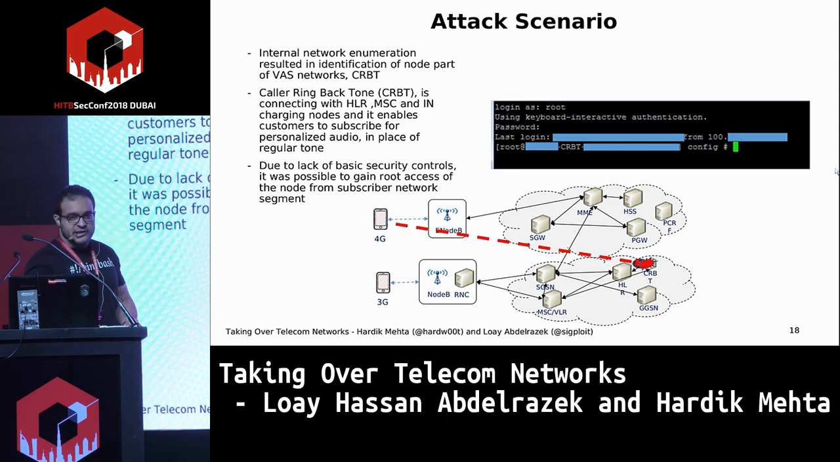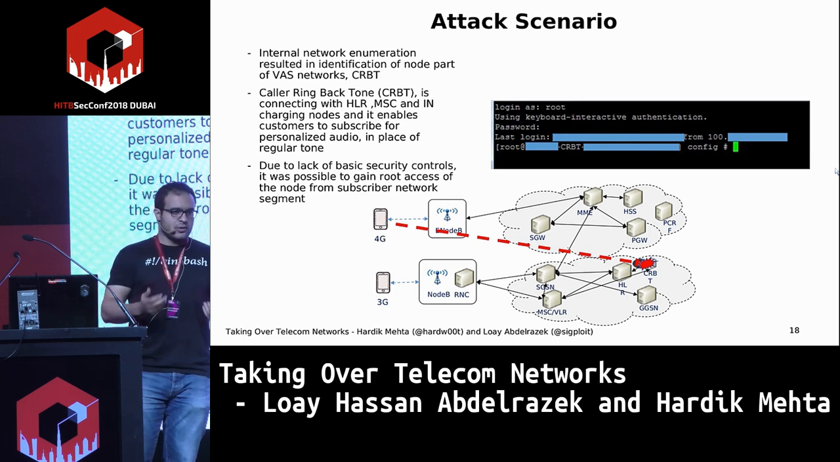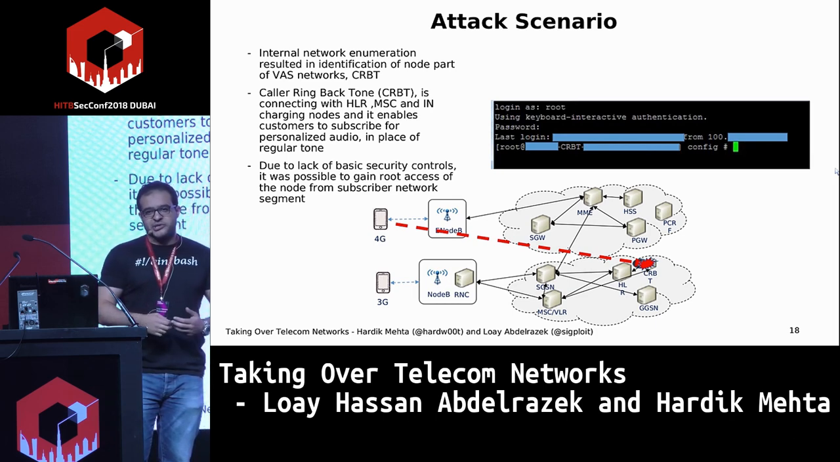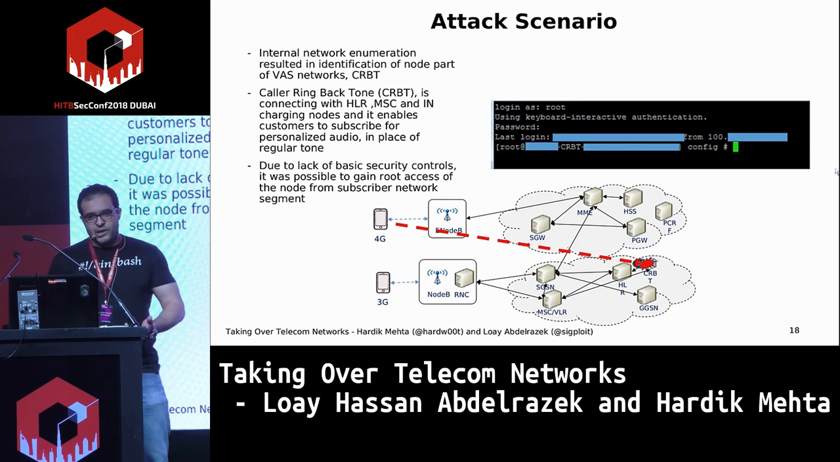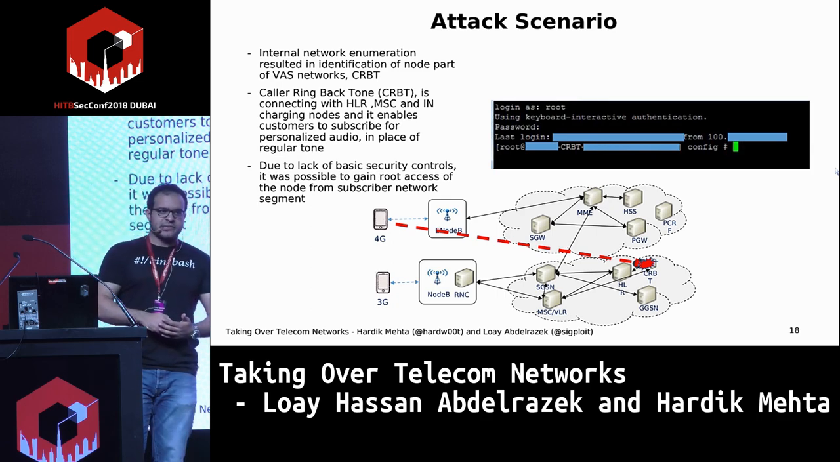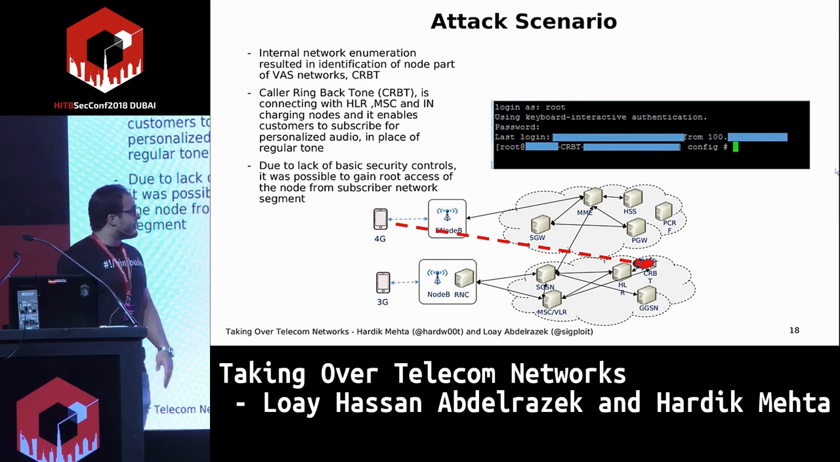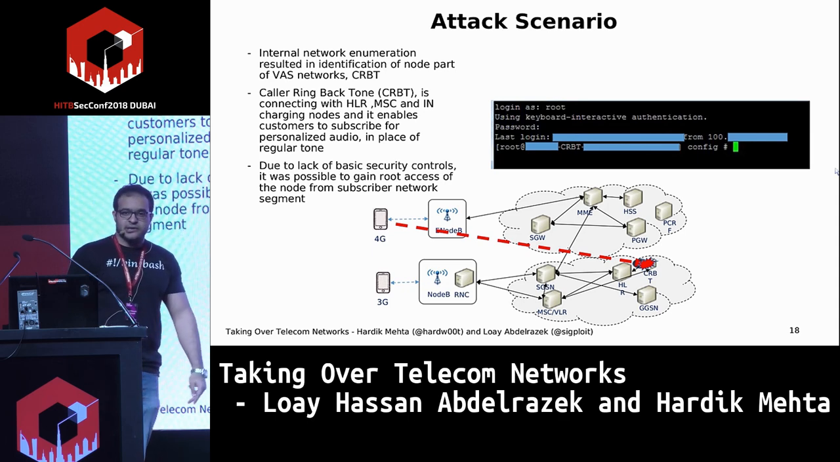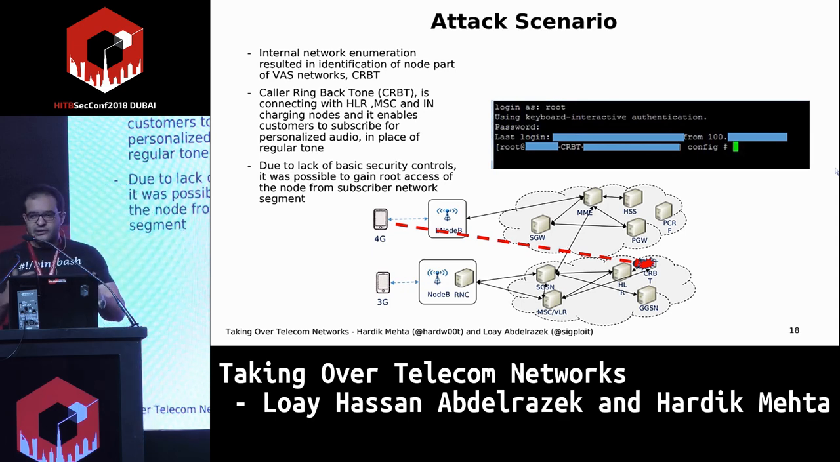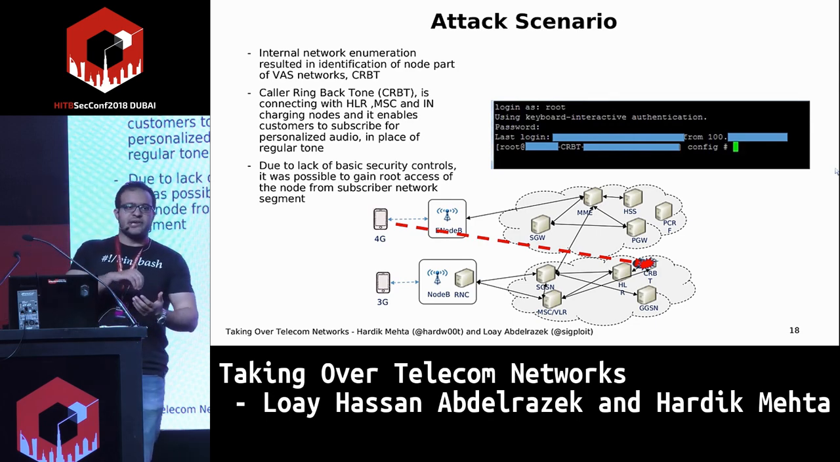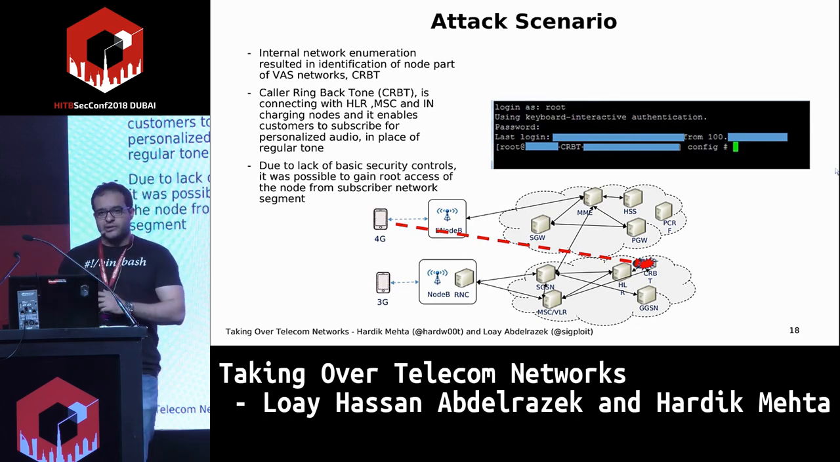We were then able to compromise the CRBT because it was using a weak or poor password policy. It was using the defaults, mainly the defaults of the vendor. And it turned out the vendor uses the same credentials on every node that is administered. So we were able first to compromise the node, scanning and mapping the service, getting a root shell on the CRBT. And the CRBT, by default, because it's connected to the core, has the SS7 stack on it to be able to connect internally with SS7.